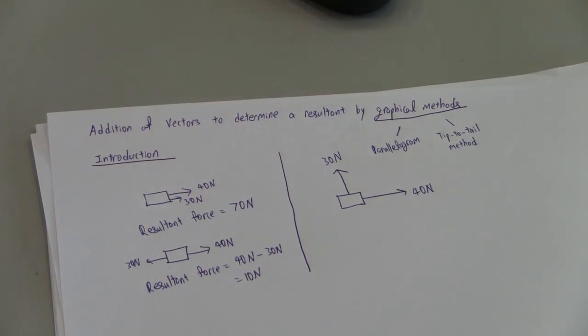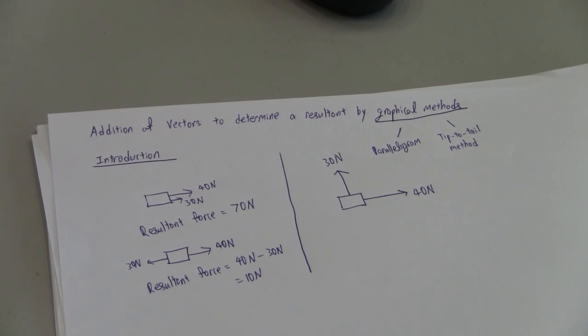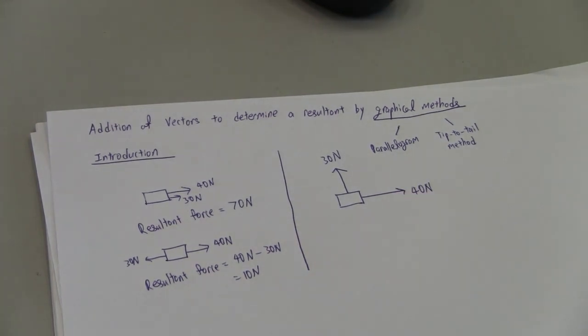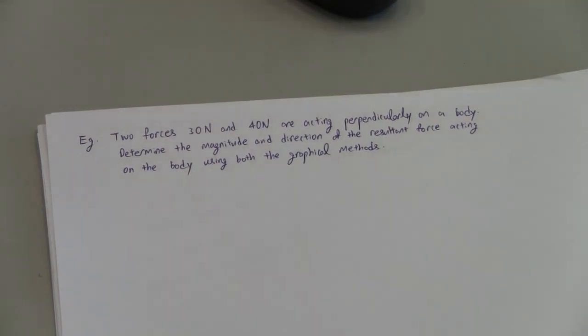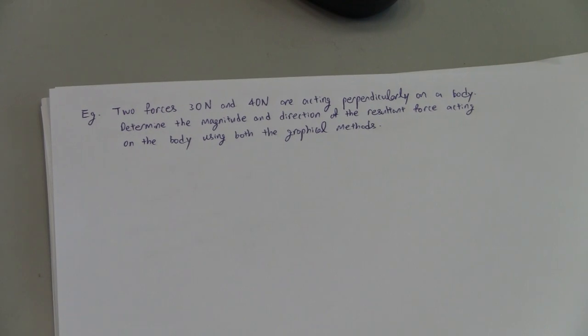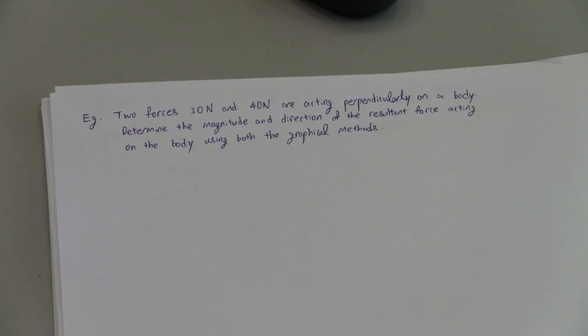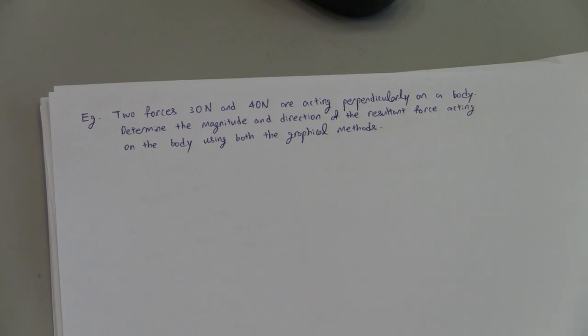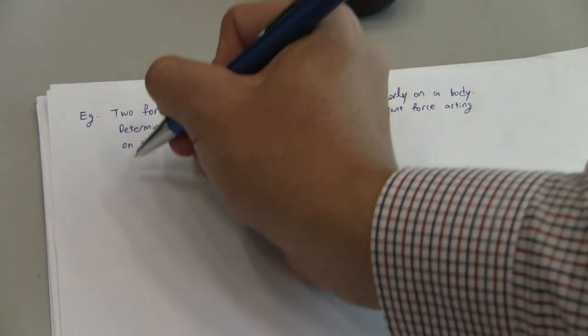Okay, so now I'm going to show you an example of how I solve this question. Let's look at the example. In this example, I have two forces of 30 Newton and 40 Newton acting perpendicularly on a body. I need to determine the direction of the resultant force acting on the body using both graphical methods. I'll begin with the parallelogram method.